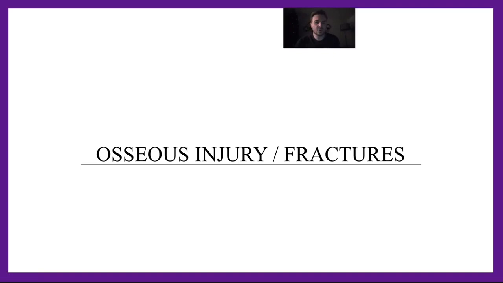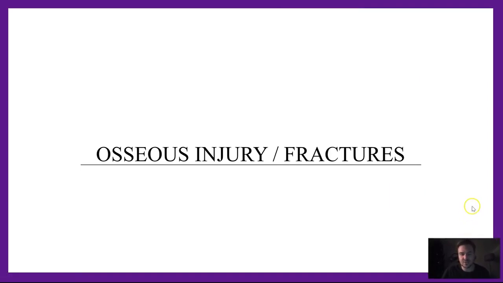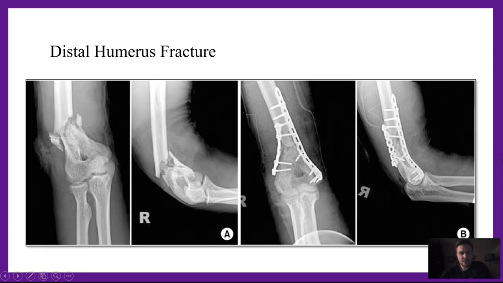The next section we're going to be going over is osseous injuries and fractures. A little different section because there's so many different types of fractures, and so I just want to make sure that we're exposed to some of these. So first fracture is called a distal humerus fracture, and the two pictures on the left are what it looks like pre-surgery. Pictures on the right are what it looks like post-operative. So you can see they use plate and screws to reduce the fracture.